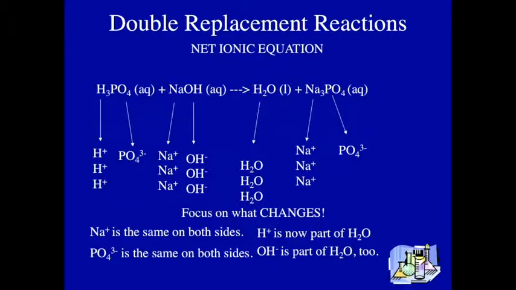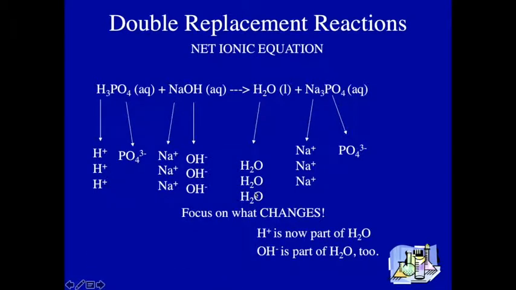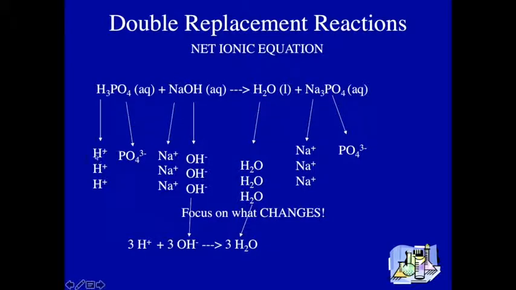Now, this is what we were focusing on. I said hydrogen ions and hydroxide ions become water. That's what's important. So my 3 hydrogens come down, my hydroxides, and my water are my net ionic equation.